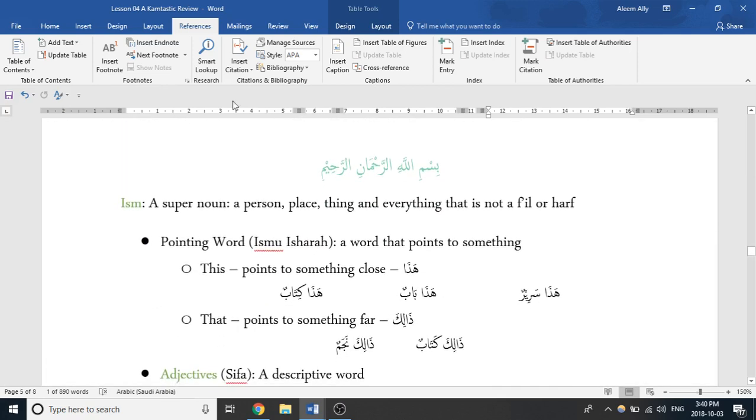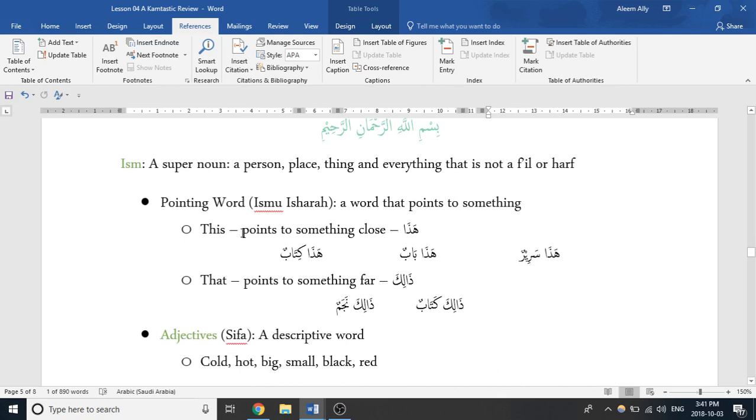So next up we have ism, and this is like the big category where a lot of Arabic will be covered. So an ism is usually translated as a noun, which is a person, place, or thing. But in Arabic it's more like a supernoun because it pretty much includes everything that is not a fi'l or harf. So that includes pointing words, adjectives, adverbs, pronouns, etc. So we're just going to go through a few of the types right now.